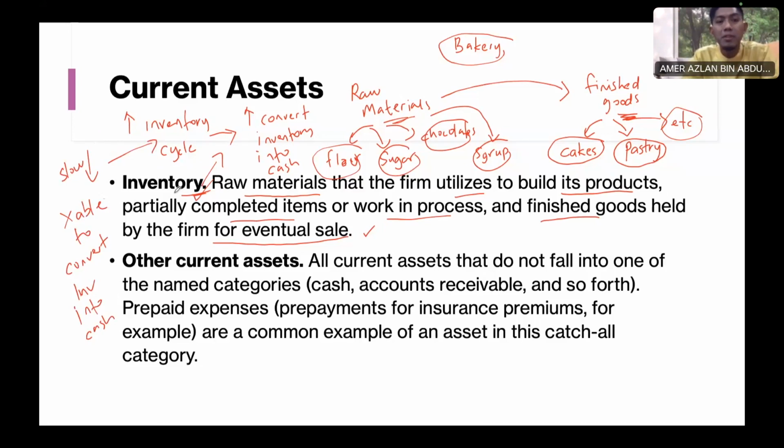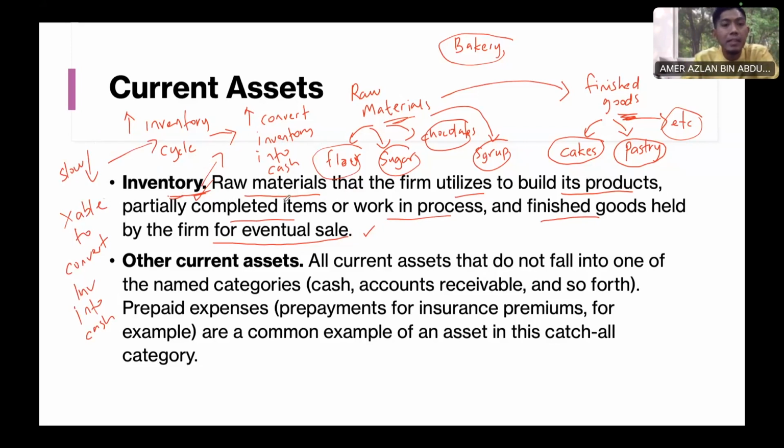And of course, the faster the inventory cycle is, the better, because we want to make sure your company is able to convert your inventory into cash. So that is why inventory is part of current assets, because it can be converted into cash very quickly, right?